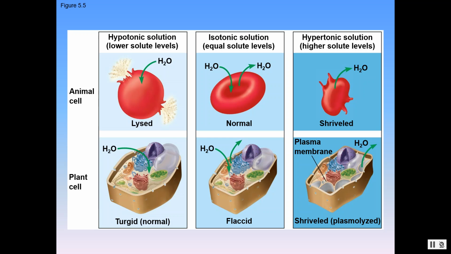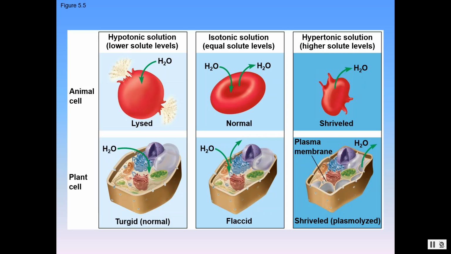On the right-hand side, we have a hypertonic solution. That's a high, let's say a high salt or high sugar. And that also means it's going to have a low amount of water. So if there's high water on the inside and low water on the outside, the water is going to leave the cell and the cell is going to shrivel up.